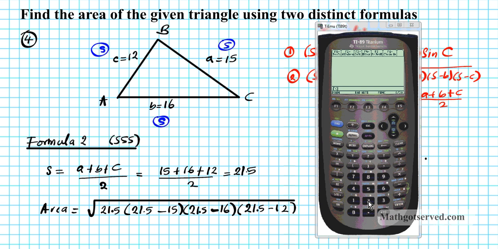Square root of 21.5 parentheses 21.5 minus 15 times 21.5 minus 16 times 21.5 minus 12, and then that gives us 85.4514. All right, so let's write this down.